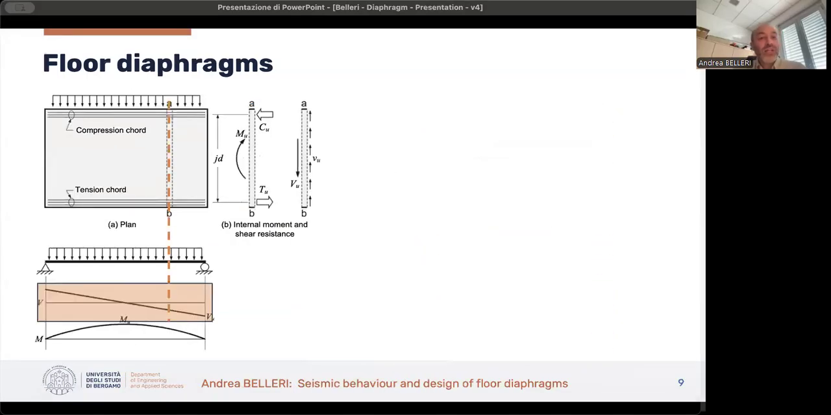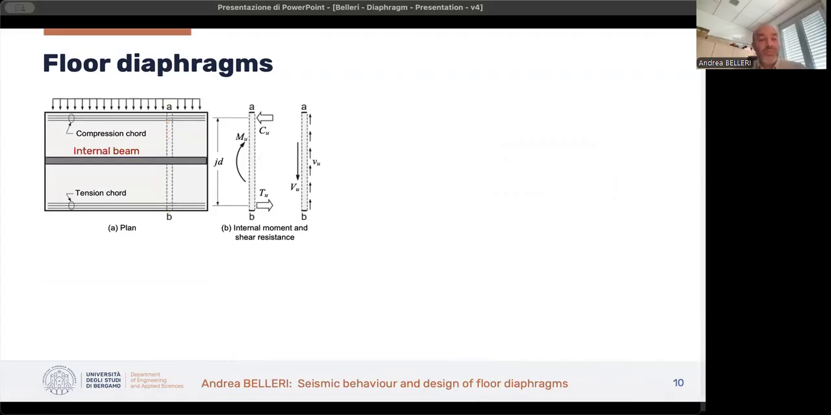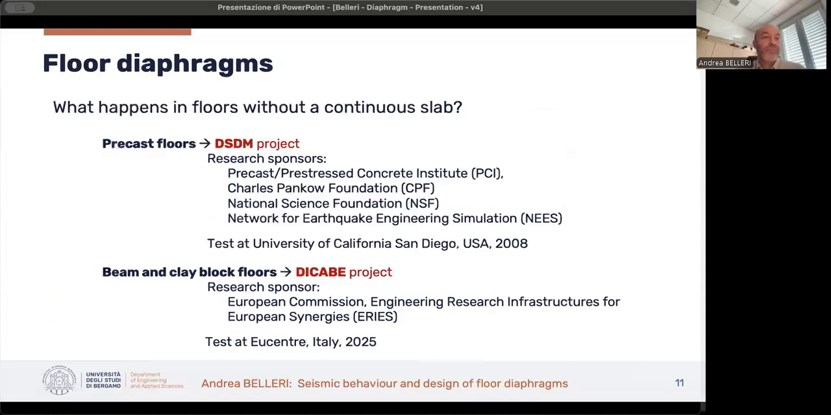Then if we consider the shear loads, we need to make them carried by the diaphragm, usually in the slab, by providing a rebar mesh or a welded wire mesh. In the case of an internal beam or beams, we need to make the shear flow transfer across the internal beam. We can do that, for instance, by considering the shear stresses from available formulations, like the formulation of Jourawski. This is usually the case of a continuous slab, but what happens in floors without a continuous slab?